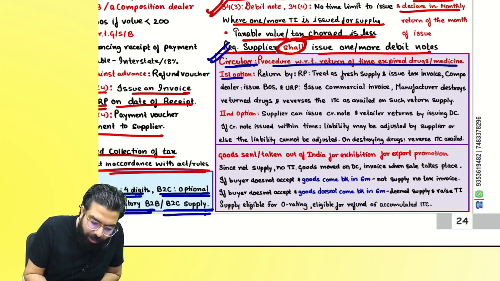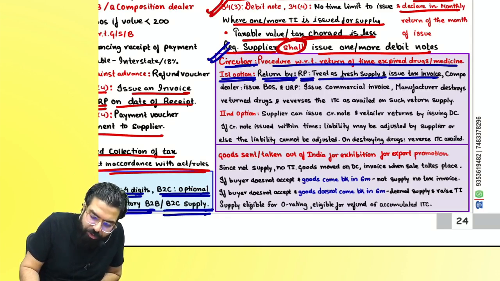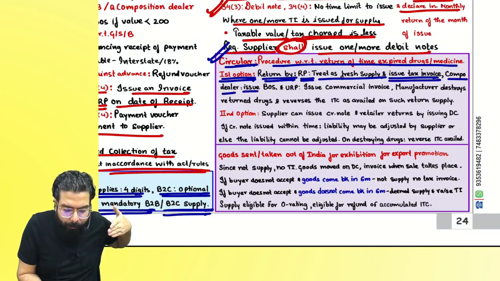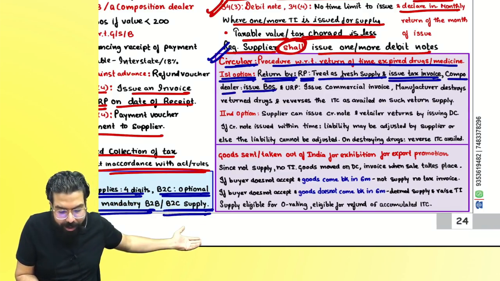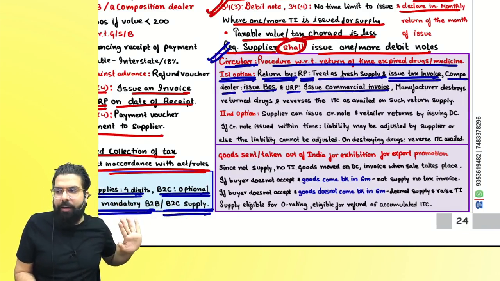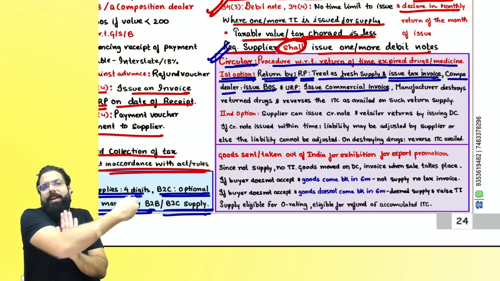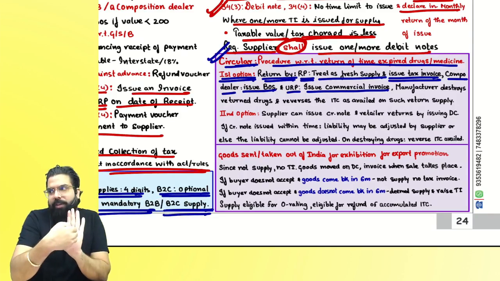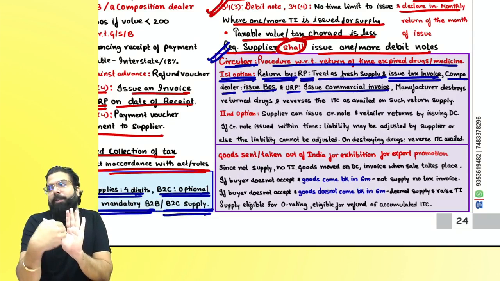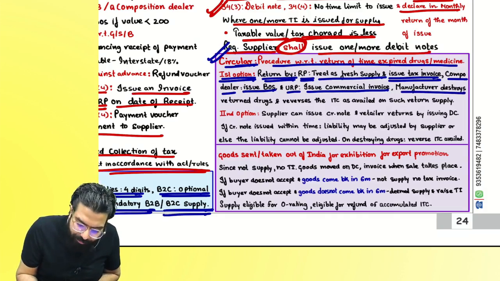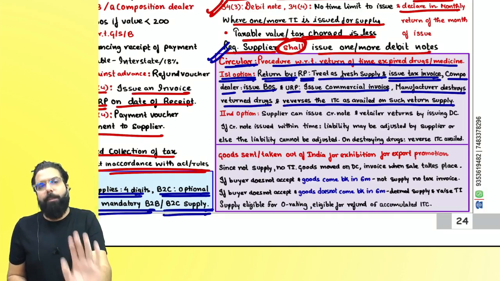Simple. Government went ahead and told first option, returned by the registered person, treated as fresh supply. He will go ahead and issue you a tax invoice. If that person who is returning is a composition dealer, he will issue a bill of supply. If he is an unregistered person, he will give a commercial invoice. On the basis of the invoice, if any GST is charged, because he is a registered person, he will charge you a GST. Take the ITC of the expired drugs. When you destroy the drugs, ITC also will get destroyed. Manufacturer destroys the returned drugs, then reverses the ITC availed on such return supply.